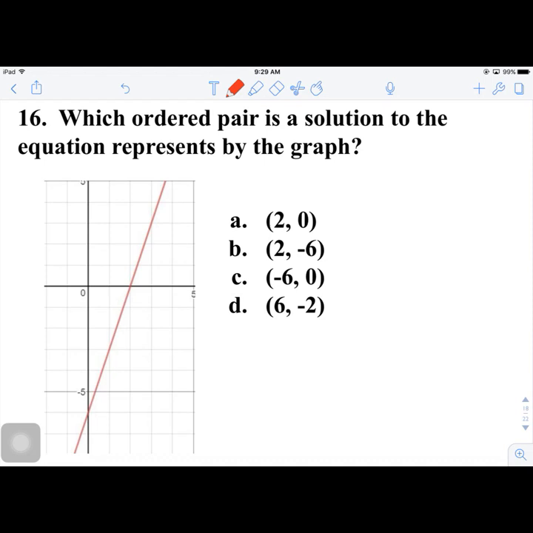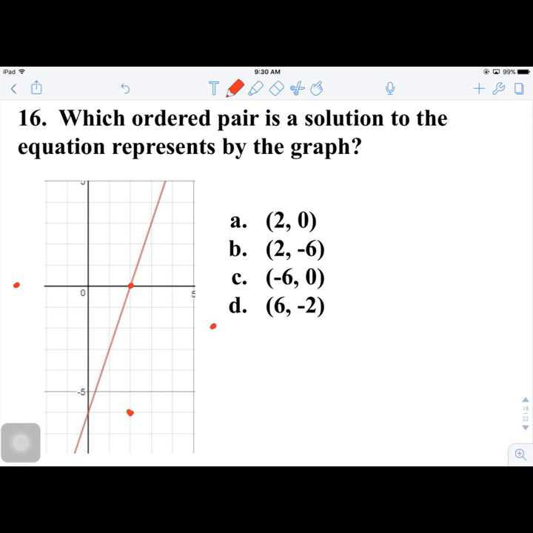Number 16. Which ordered pair is a solution to the equation represented by the graph? We can go ahead and graph the points to see where the points fall and which one will end up on the graph. So we have 2, 0, and then 2, -6. -6, 0 is probably somewhere out here, and then 6, -2 is here.